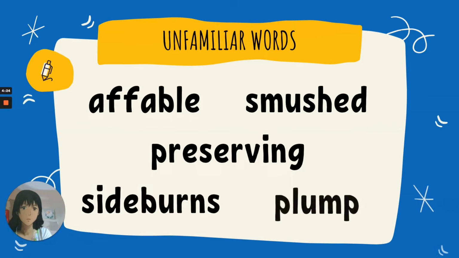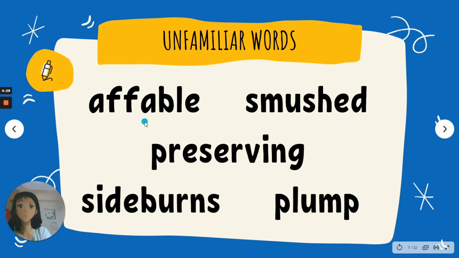Let's take, for example, this list of words. Affable. Say it again. Affable. Smushed. Again, smushed. Preserving. How do you pronounce it? Preserving. Sideburns. Plump. Do you know all the meanings of these words? If your answer is no, then these words are unfamiliar words. So how are you going to know the meaning of these unfamiliar words?